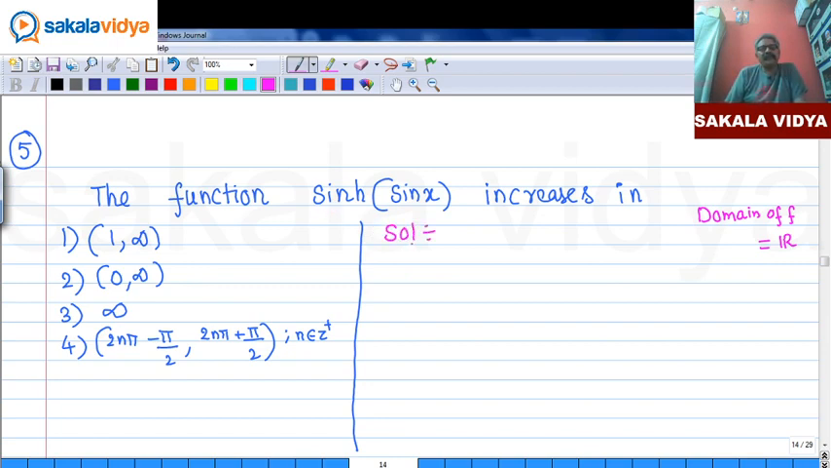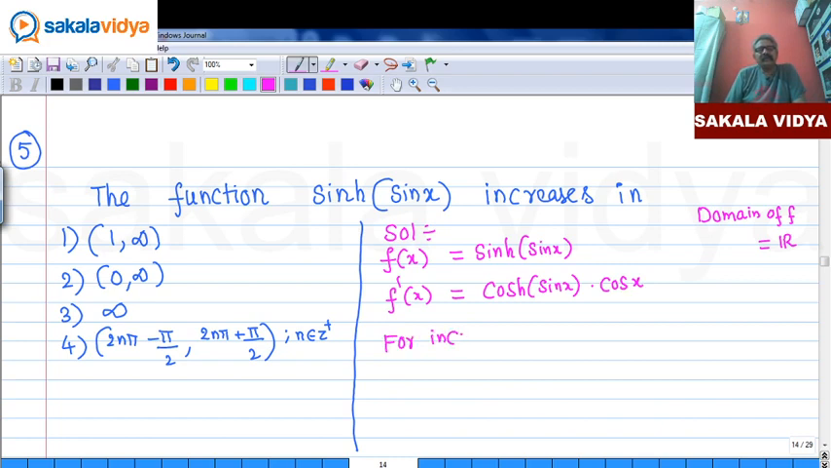Solution, let us say f of x equals sinh of sin x. f dash x: function of a function, sinh u derivative is cosh u, that means cosh of sin x into the differentiation of sin x, which is cos x. For increasing, here f dash x is greater than 0.